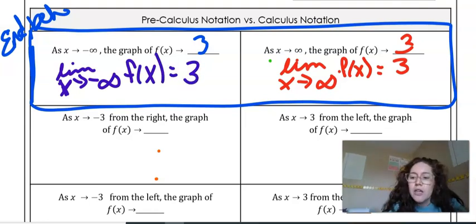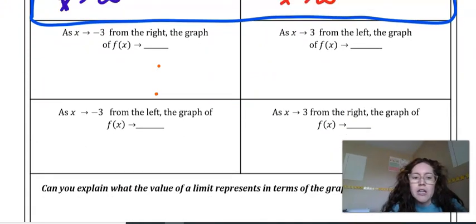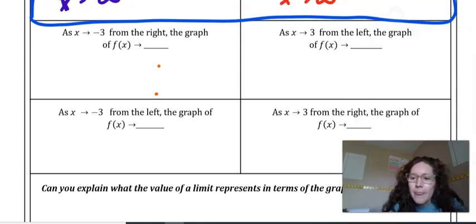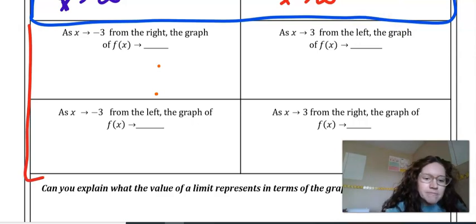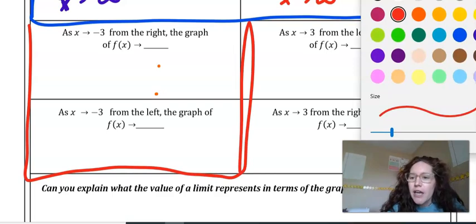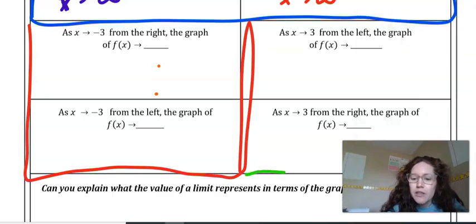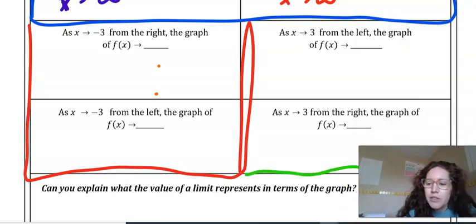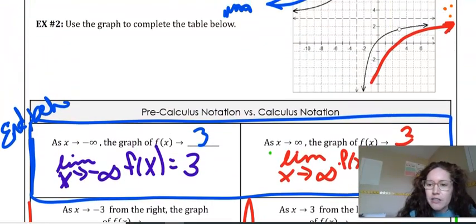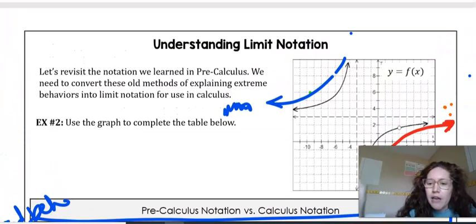Okay, so now the next 4 down here are talking about from the left and from the right. This is to help my own brain. We're going to first box these, which are working with the number -3, and then these are working with the number positive 3. So let's deal with the -3 first and then go from there. So scroll up. And we're going to talk about them both.